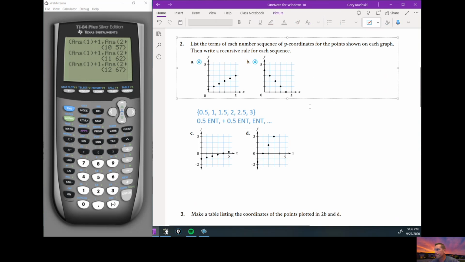And for B, we're just doing the y values again, so it's starting at 4, and then it goes to 3, then 2, then 1, then 0. Recursive rule will be 4, enter, minus 1, enter, enter, and so on.